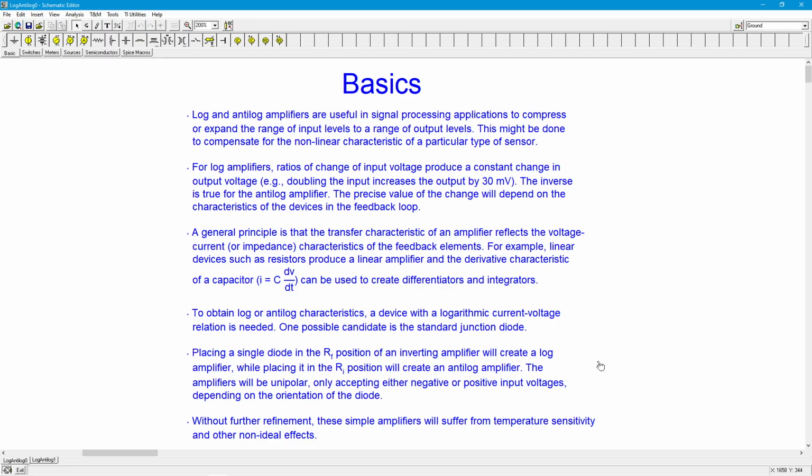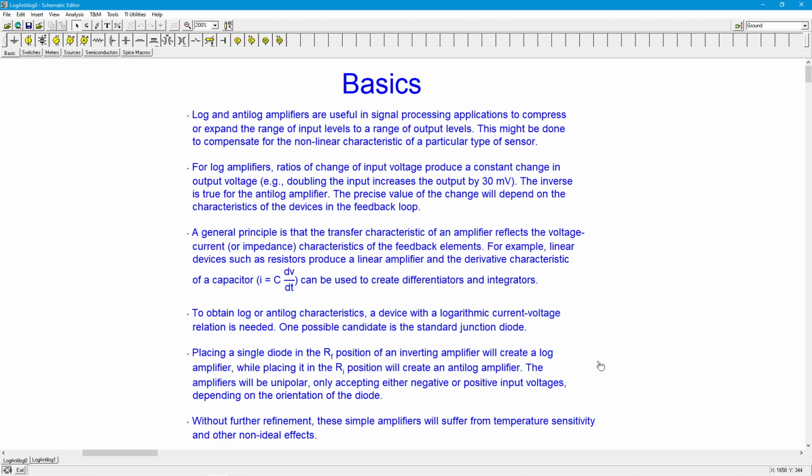So in order to obtain a log or an anti-log characteristic, we need a device that has a logarithmic current voltage characteristic. The first thing that probably pops into your head would be a standard junction diode. You could also use a BJT, a bipolar junction transistor. I'm going to keep this simple and just look at a diode. That's it. So you've got two options.